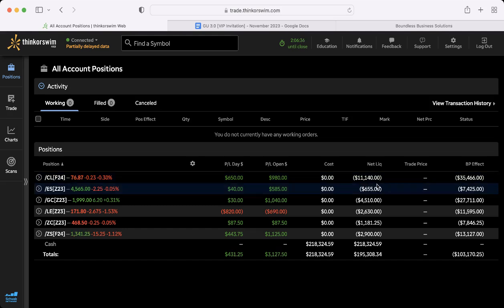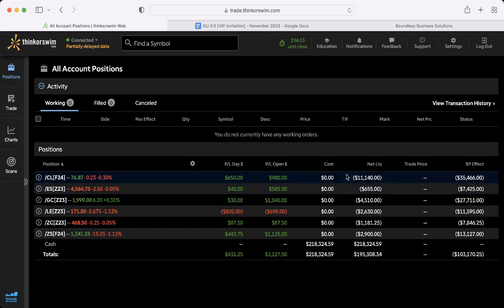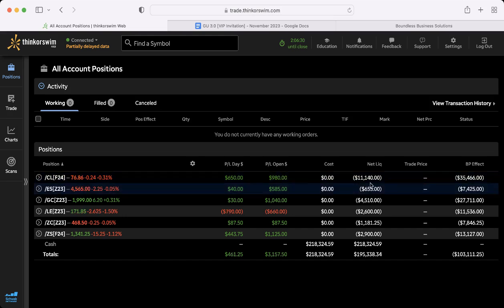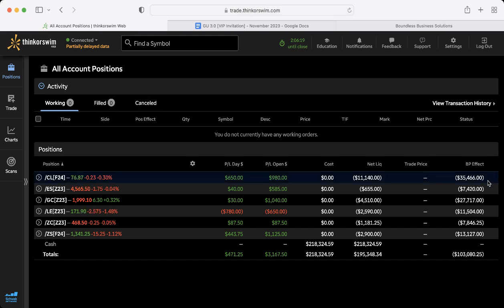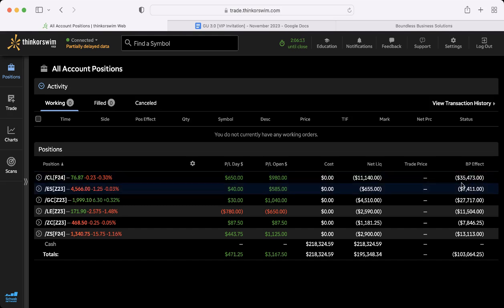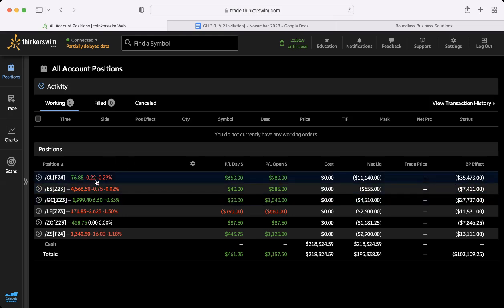The net liquidity is what all the options I have in crude oil are worth if I had to buy them back today. And over here to the far right, the BP effect, that's buying power effect. That is your margin requirement. On the positions that I have open in crude oil, we've got a margin requirement set aside of $35,466. And I don't know if you saw that, it changed again. Now it's 473. So it fluctuates throughout the day in relation to what the overall price is doing today. Right now, down 22 cents.